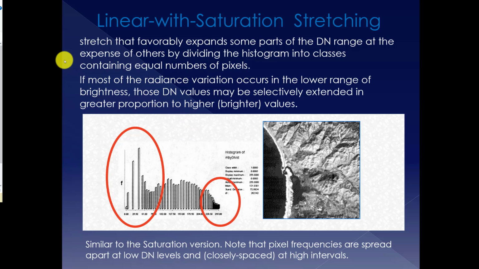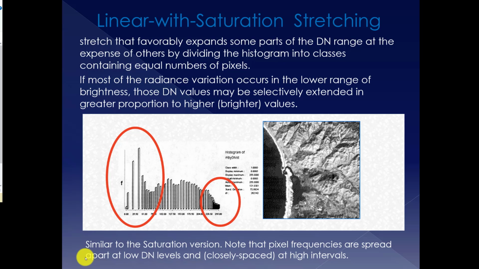So a stretch that favorably expands some part of the digital number range at the expense of others by dividing the histogram into classes containing equal number of pixels. That is a wordy definition of linear with saturation stretching. So the idea is that if most of the radiance variation occurs in the lower range of brightness, those digital numbers may be selectively extended. And this is an example of extension with a greater proportion in the higher values and a finer detail and feature distinguishability in the image.